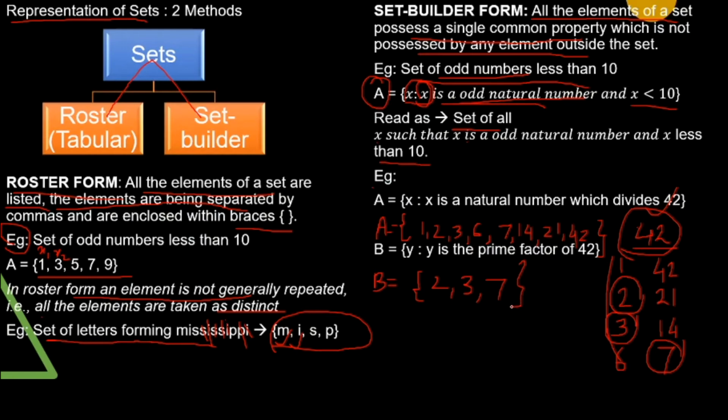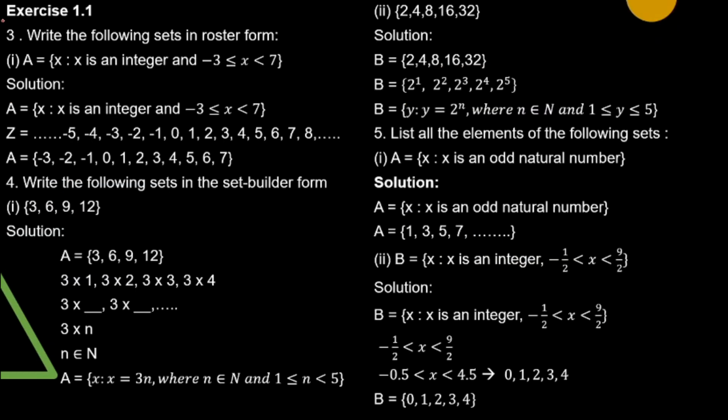See, converting from set builder to roster is easy, but when you convert vice versa, you'll get a bit confused. You may commit mistakes, but let's see how to avoid those mistakes. So let's move to the exercise question. The continuation of exercise 1.1, third question. Write the following sets in roster form, that is in the form of a list. A equal to x such that x is an integer and minus 3 less than or equal to x less than 7. Less than 7. Okay.